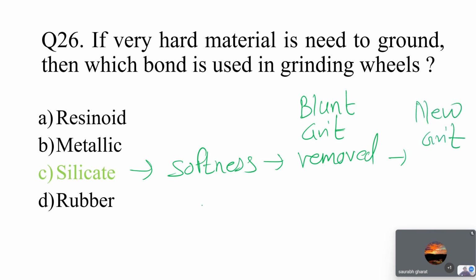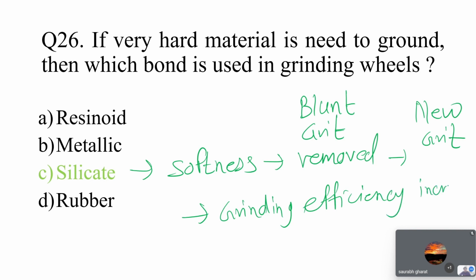So your cutting process, actually your grinding process, will be restored. This restoration means less force and good material removal also. The grinding process can be restored, and the grinding efficiency is simple. So silicate is your answer.